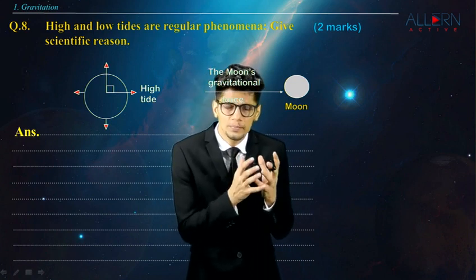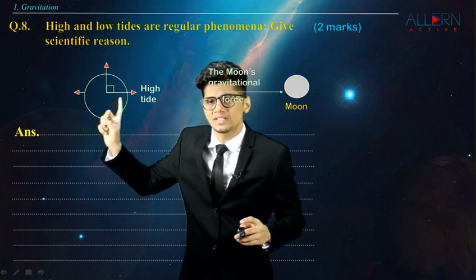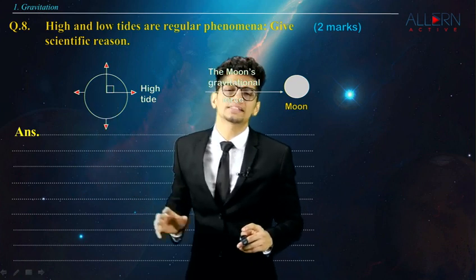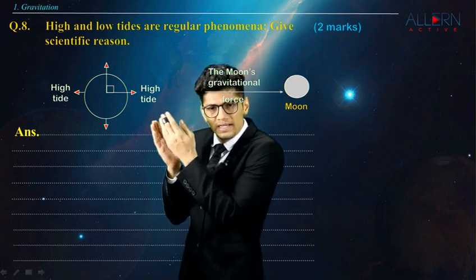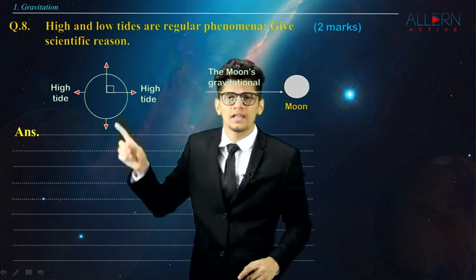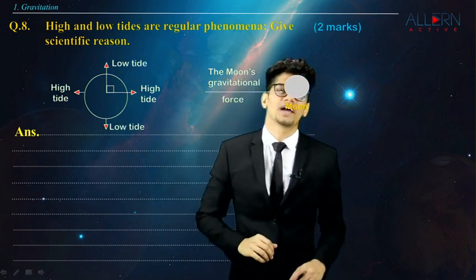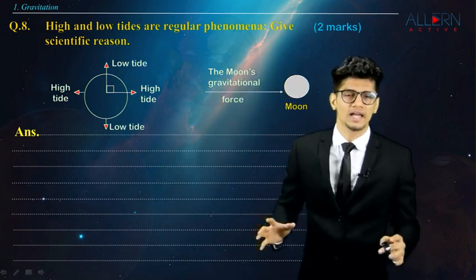Now since there is a pull in the backward direction, the water which is there on the other side also moves that side, thereby creating a high tide. Now since the water over here is in high tide, and over there also in high tide, here we have low tide and here we have low tide. So this was the explanation of high tides and low tides.